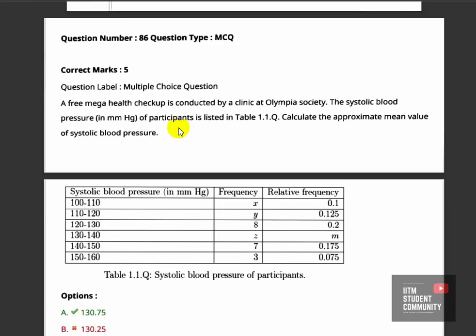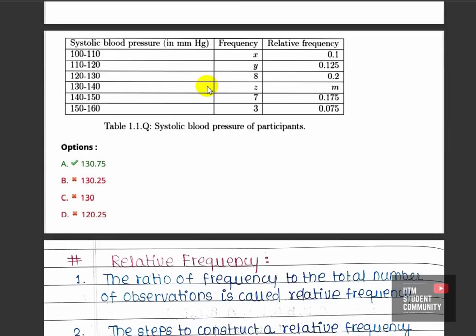Next question. A free mega health checkup is conducted by a clinic at Olympia Society. The systolic blood pressure of participants is listed in the table. Calculate the approximate mean value of systolic blood pressure. Here we have the table: the class intervals, the frequency and the relative frequency.